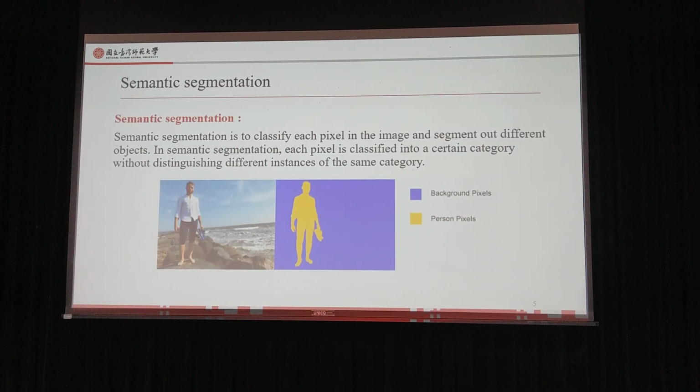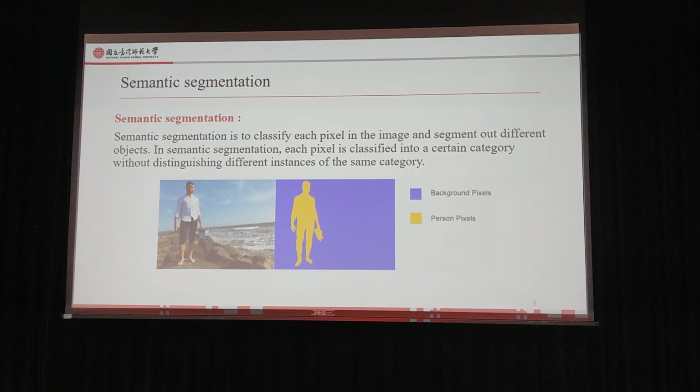And then I will talk about what segmentation is. Semantic segmentation is to classify each pixel in the image and segment out different objects. Each pixel is classified into a certain category, and it will distinguish different instances of the same category. For example, self-driving cars need to recognize vehicles, traffic signs, and sidewalks, and other road features.